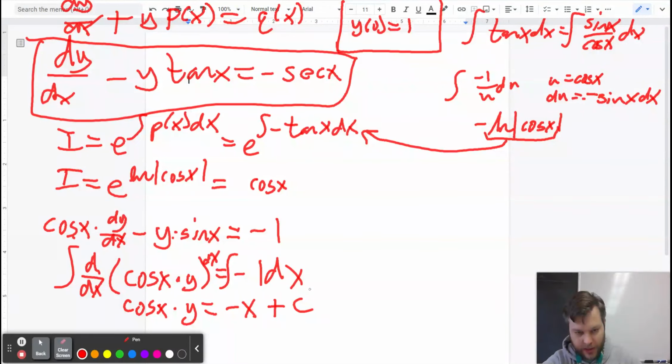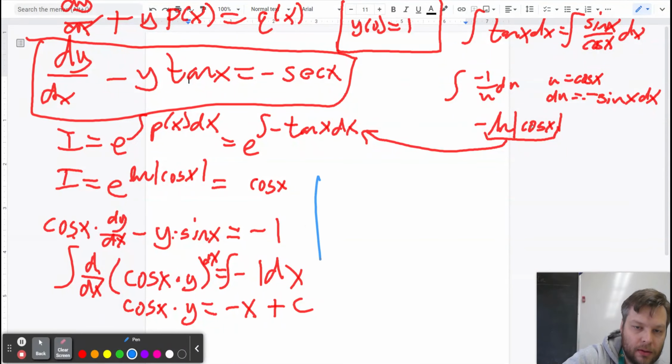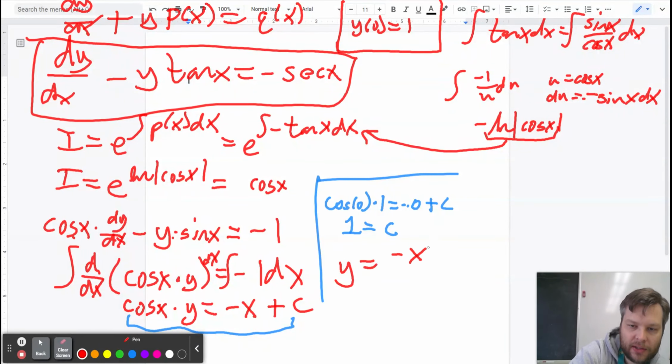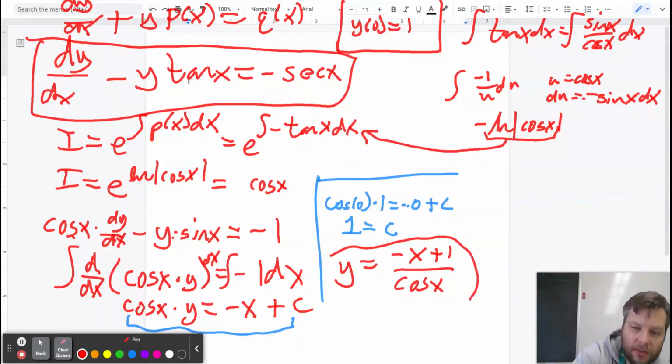So then you can apply your initial condition that y of 0 equals 1. y of 0 equals 1 means x equals 0. So cosine of 0 times 1 equals negative 0 plus c. That means that 1 is equal to c. And then we can solve for y by returning to here, subbing in c, and dividing by cosine. So y equals negative x plus 1 over cosine of x.